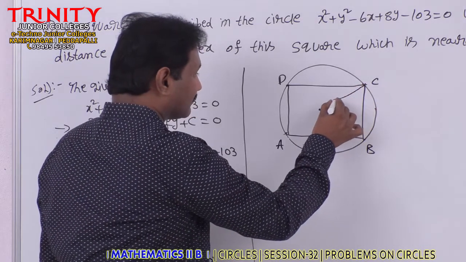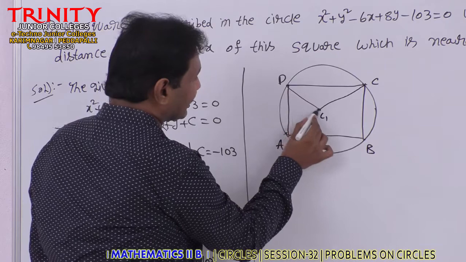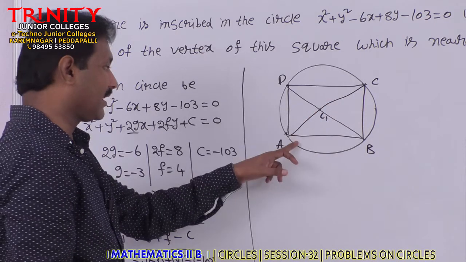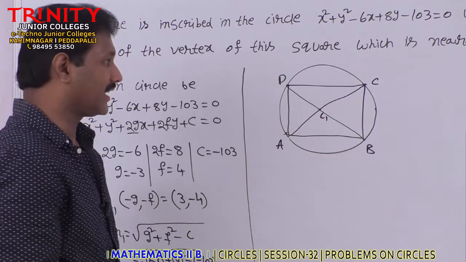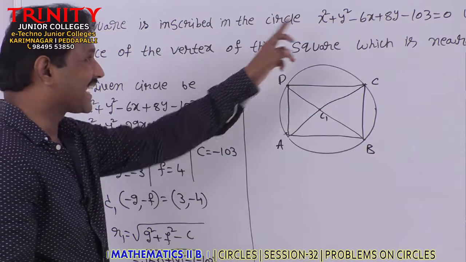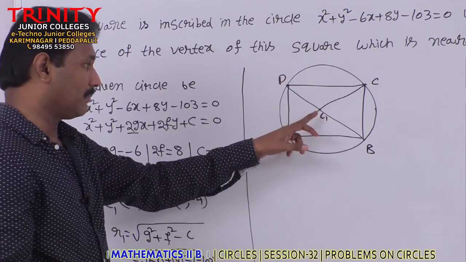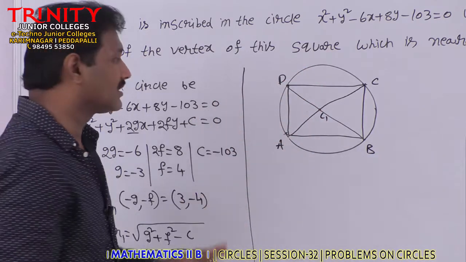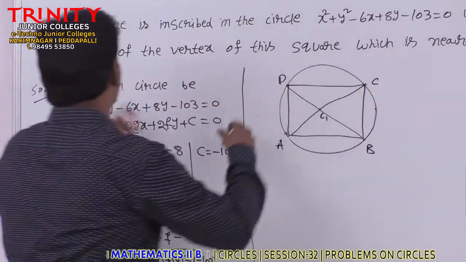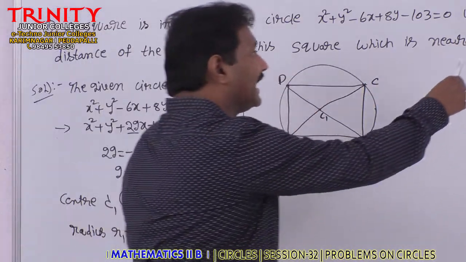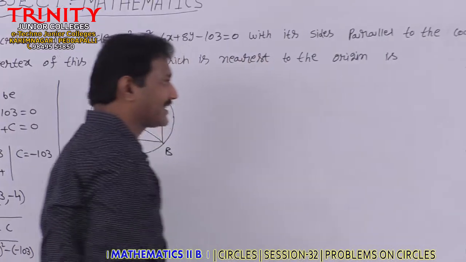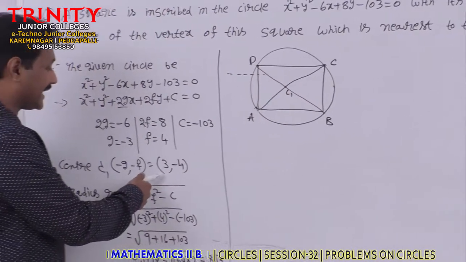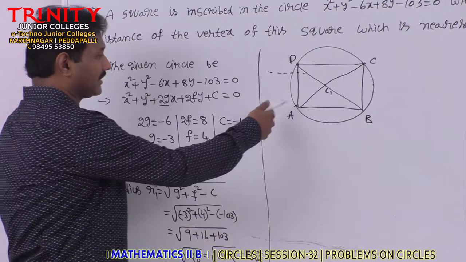These are the two diagonals of the square, and they are two diameters of the circle. We know that the square is inscribed in the circle. The intersection of the diagonals is the center of the circle, and the diagonals are the diameters of the circle. This is C1. Here, the square is inscribed in the circle. Next point, its sides are parallel to the coordinate axis. Here the center C1 is known, 3 comma minus 4, that lies in the fourth quadrant.